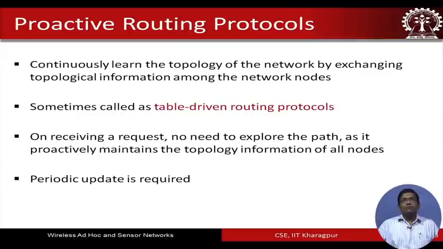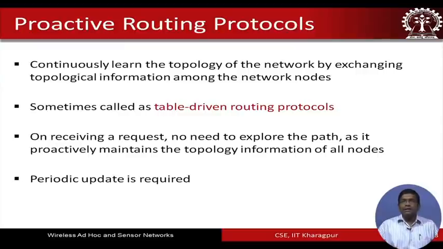So, first let us look at what is meant by proactive routing protocols. In proactive routing protocols, these protocols continuously learn the topology of the network by exchanging topological information among the different network nodes. These are also popularly known as table driven or table based routing protocols. On receiving a request, they do not need to explore the path any further; they will just look at their own table to find the path, and this table information is updated proactively.